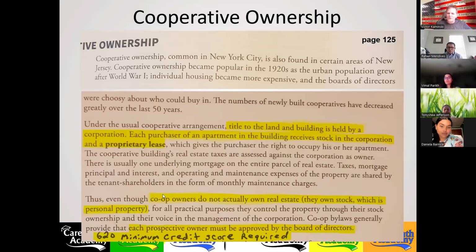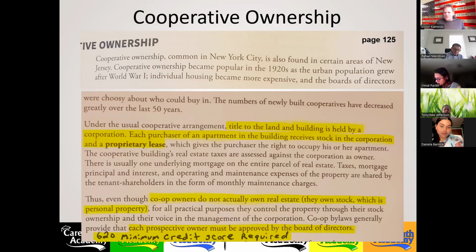With a co-op, they have a minimum credit score requirement of 620. If you don't have that minimum credit score, they may reject you. The reason is that the credit score is a reflection of how well you pay your bills on time and such. 620 is average, it's prime. Anything below 620 is considered subprime. So if you're buying a co-op and your credit score is below 620, they may reject you because they don't want you falling behind on making your monthly maintenance payments.